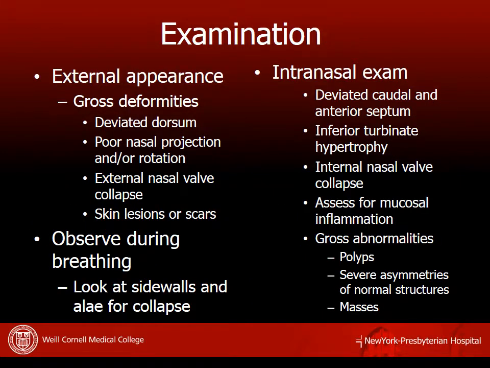On examination, looking at their external appearance, you want to note any gross deformities, including a deviated nasal dorsum, poor nasal projection or rotation, issues with maybe a saddle nose deformity, looking at external nasal valve collapse, and looking for any skin lesions or scars from previous surgeries or skin cancer removals, for example. The external nasal valve collapse, you just want to watch them while they're breathing and notice whether on inspiration they have any collapse of that nasal valve. Also, you want to look at the side walls and see if they collapse during inspiration.